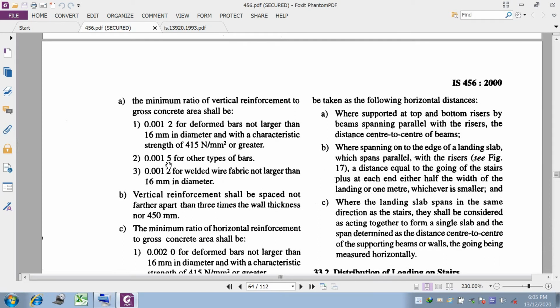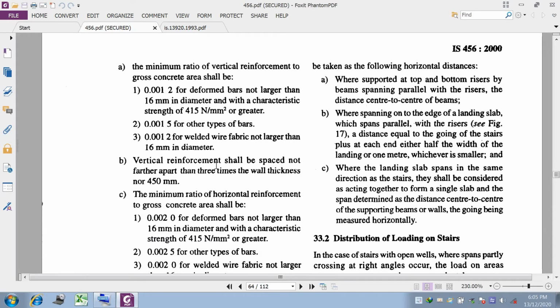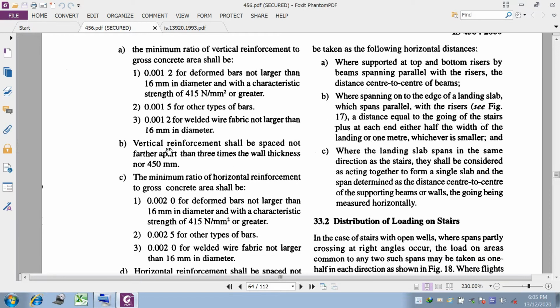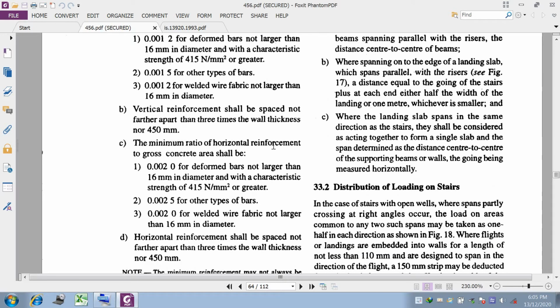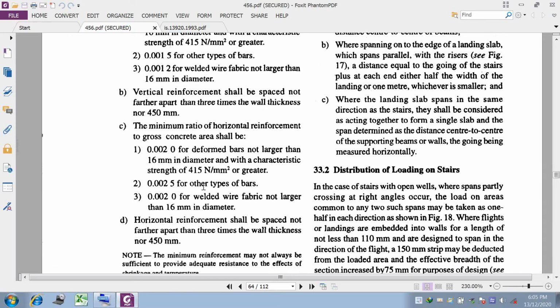Whereas the second is 0.0015 for other types of bar and 0.0012 for welded wire work. So we are interested in this one, the first case. Then the vertical reinforcement requirement is like that: it shall be spaced not farther apart than 3 times the wall thickness, not more than 450 mm, and the minimum ratio of the horizontal reinforcement to the gross area shall be 0.002 for the deformed bar not larger than 16 mm in diameter. So this requirement is important.